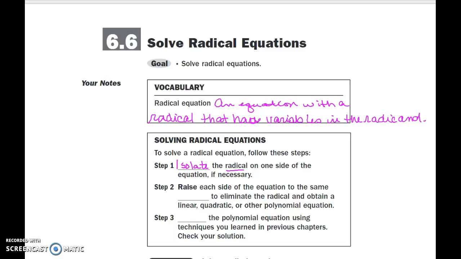Then you raise each side of the equation to the same power in order to eliminate the radical. So if it's a cube root, then you would cube both sides. If it's a fourth root, you would raise both sides to the fourth power in order to get what's under the radical by itself, not under the radical anymore. And then finally, you're going to solve the equation that's remaining, which will be a polynomial. It might be linear, it might be quadratic, it might be cubic, as we've done before.